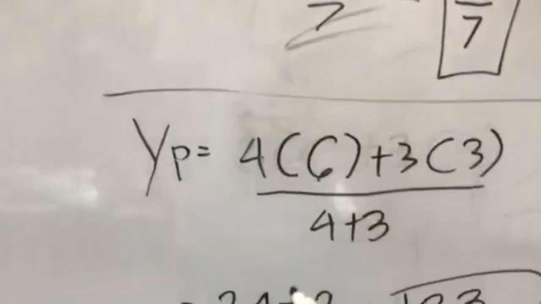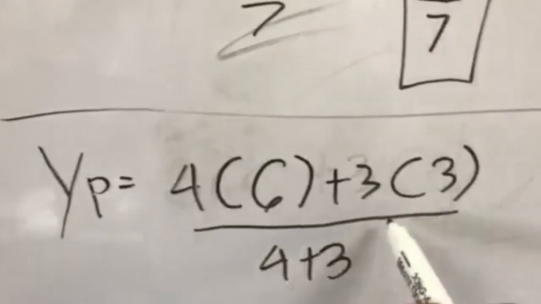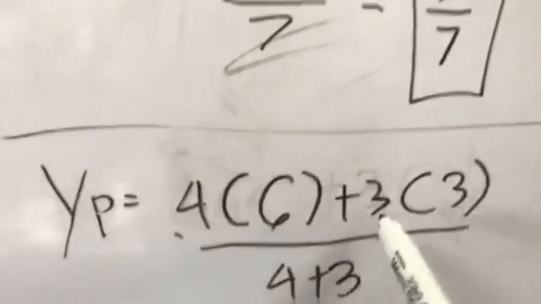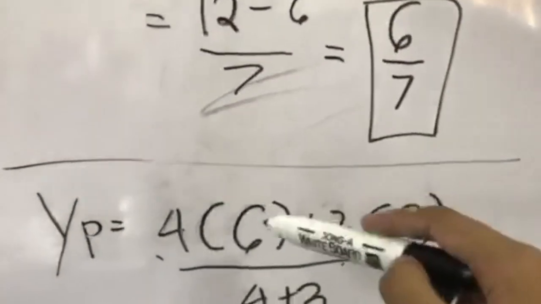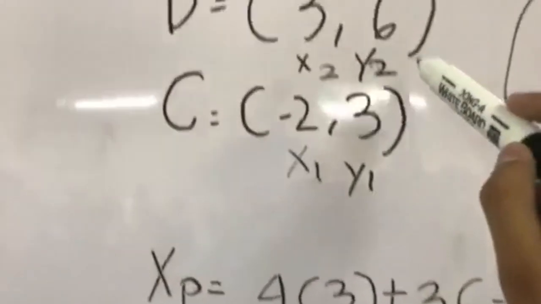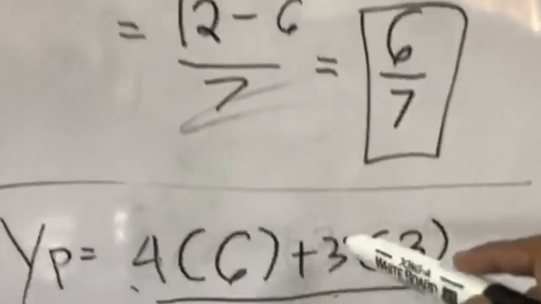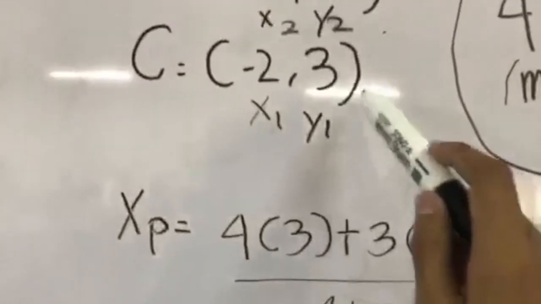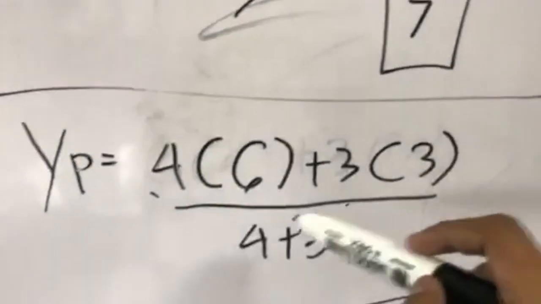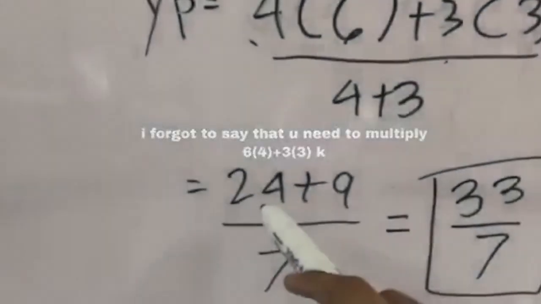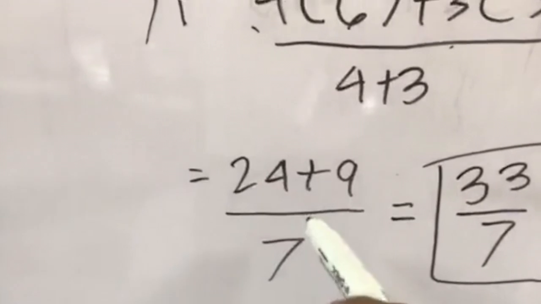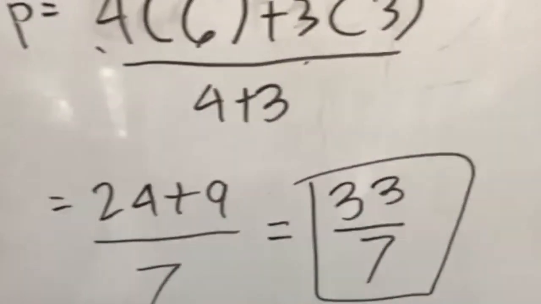Now for y sub p, so 4 is m, and 3 is n. So 4 and 3 is m and n, which is the same. Then 6 is our y sub 2, which is over there, and 3 over there is our y sub 1 here. Then 4 plus 3 again, which is m plus n, and it's the same as 7. So 24 plus 9 is 33 over 7.